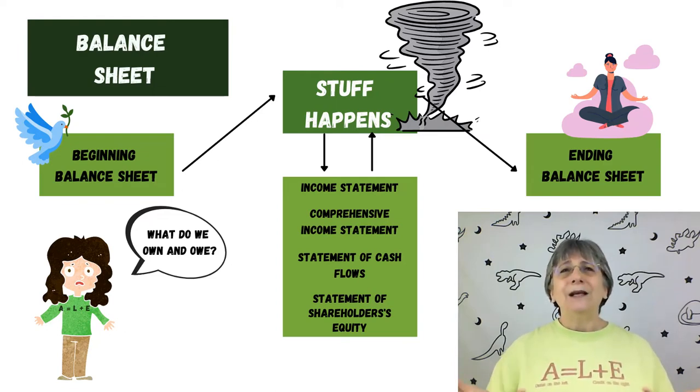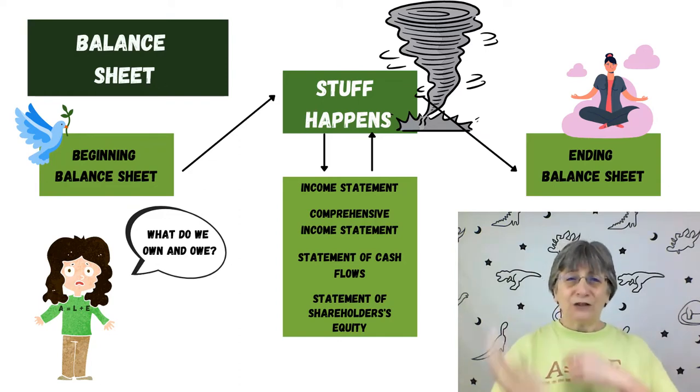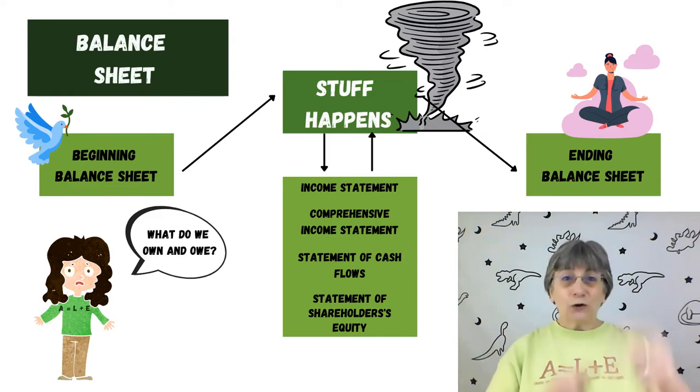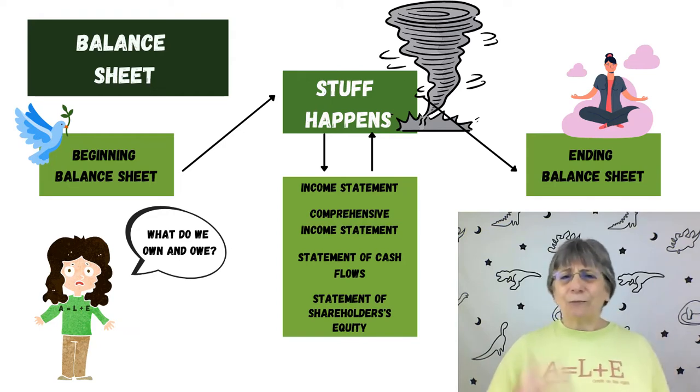So that beginning balance is like that peaceful moment when all is calm as the clock strikes midnight on the new month. And then suddenly the peace evaporates because stuff starts to happen again, right? Stuff is always happening in business. It churns and it churns and it churns. We're buying stuff, we're selling stuff.